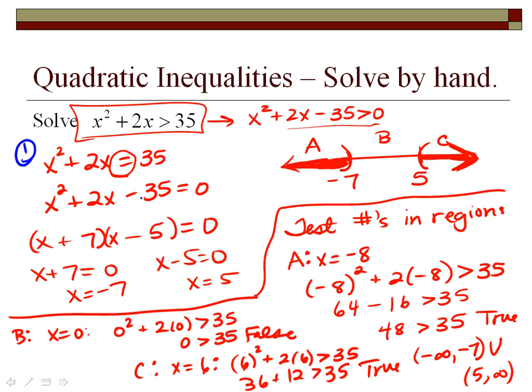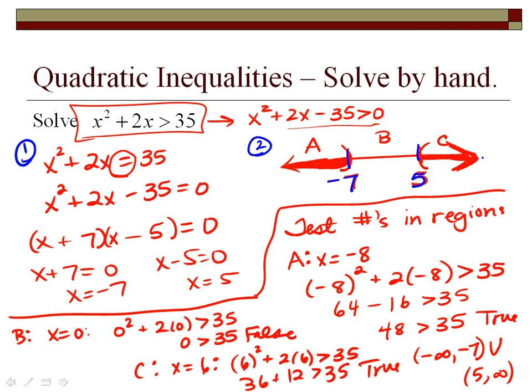It factors nicely. The factors of 35 whose difference is 2 would be 7 and 5. We know different signs, larger one positive. So we set x plus 7 equal to 0 to get x is equal to negative 7, or x minus 5 is equal to 0 to get x is equal to 5. So the second thing that we do here is we place the negative 7 and the 5 on the number line. Pretend that shading isn't there just yet.